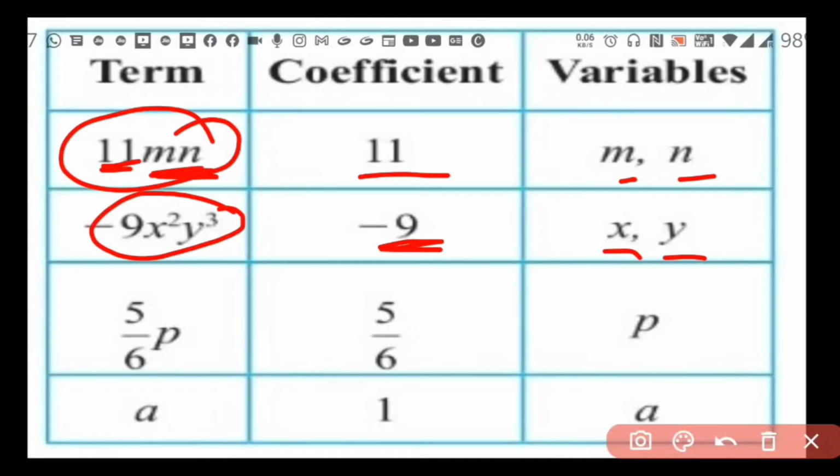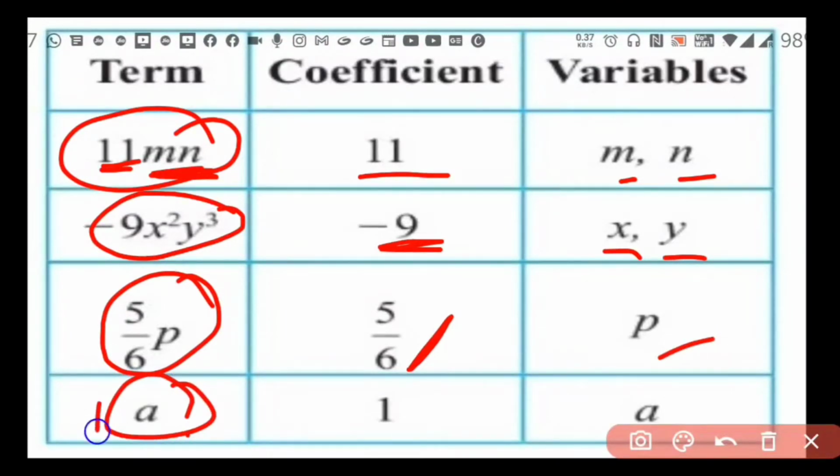Now let us see the third term. It is 5 upon 6 p. So in 5 upon 6 p, 5 upon 6 is the coefficient and p is the variable. In a, only a is there. So only a means always 1 is there. So the coefficient is 1 and a is the variable.